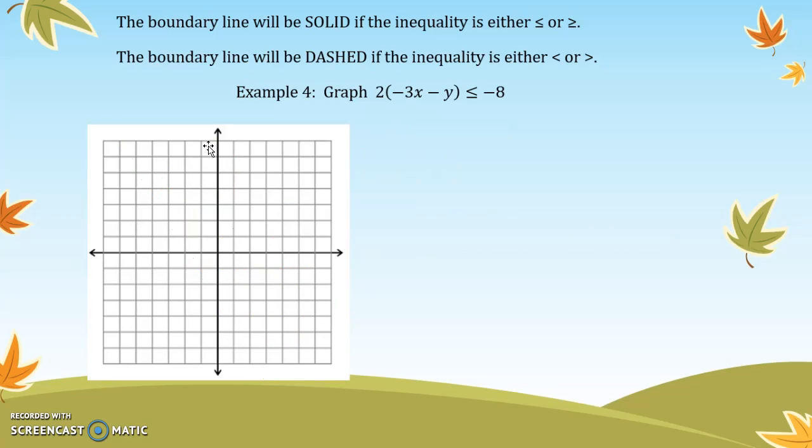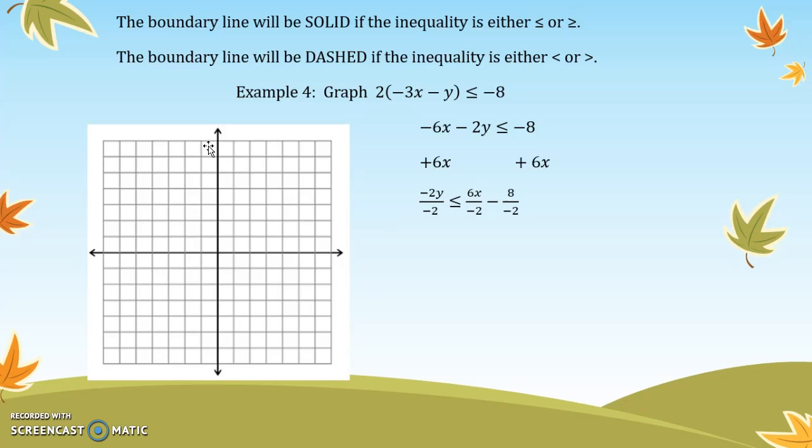And our last example, we have 2 times negative 3x minus y is less than or equal to negative 8. We need to get rid of those parentheses, so let's distribute 2 through, giving us negative 6x minus 2y is less than or equal to negative 8. Let's get y by itself, so we need to add 6x to both sides, leaving us with negative 2y is less than or equal to 6x minus 8. To get y by itself, we need to divide everything by negative 2.